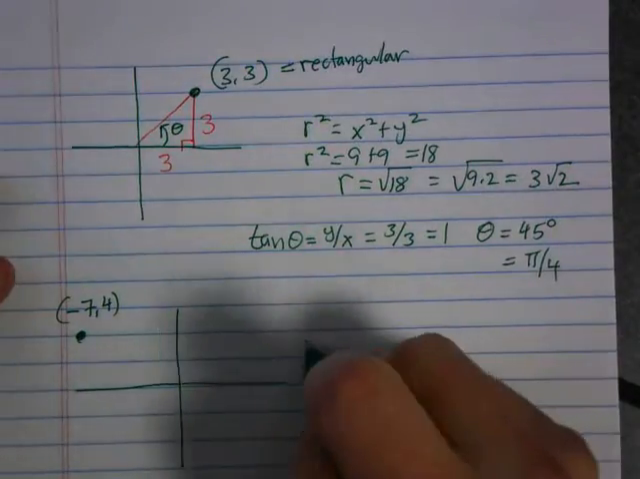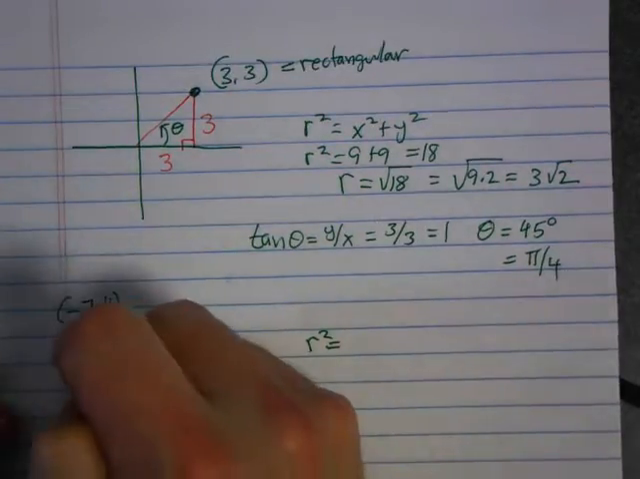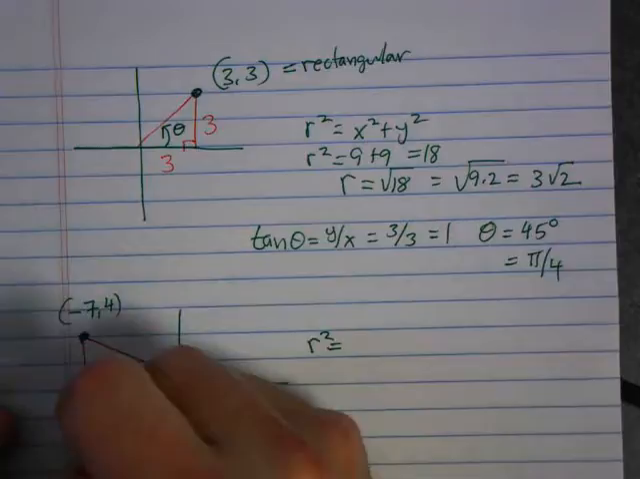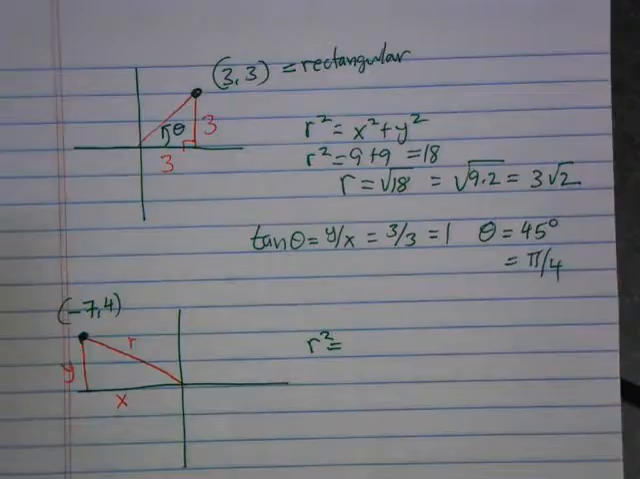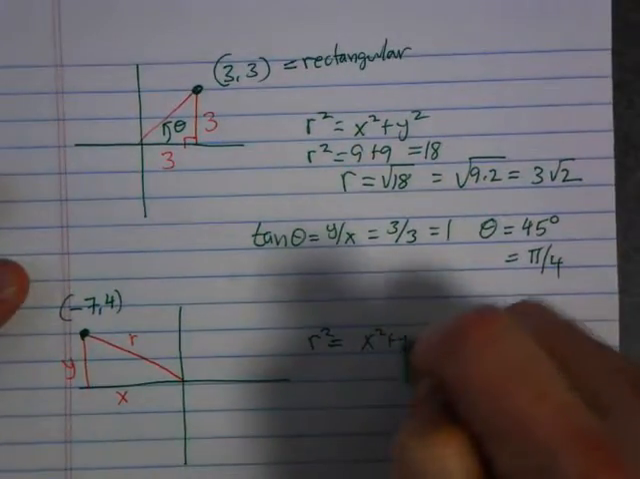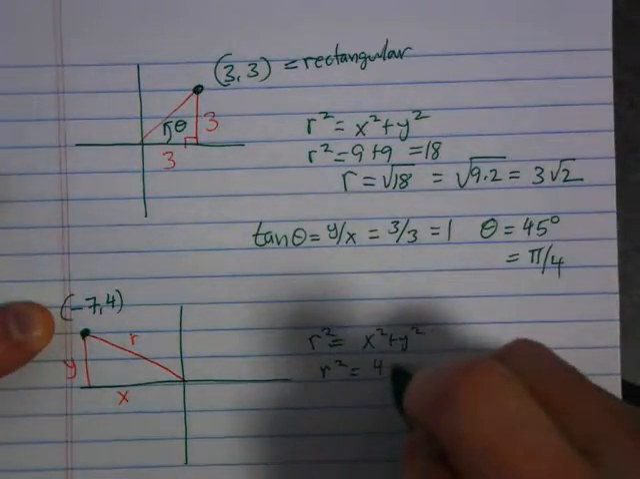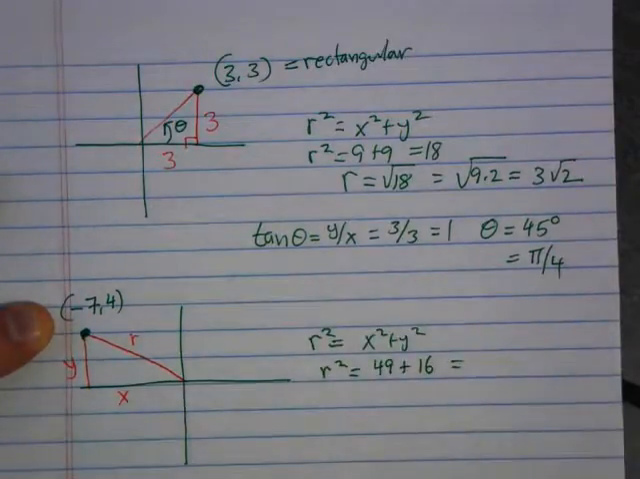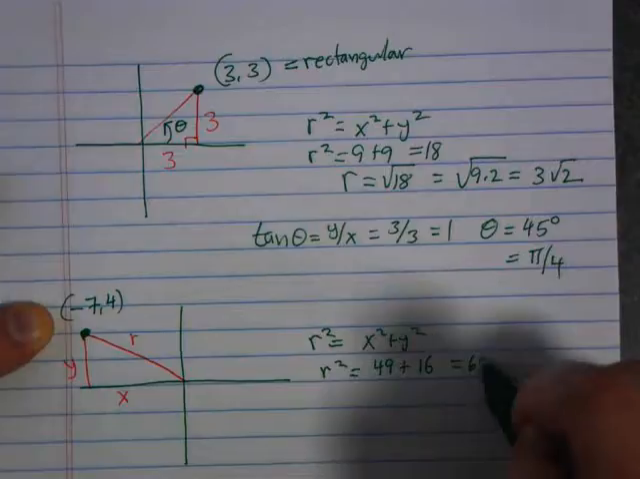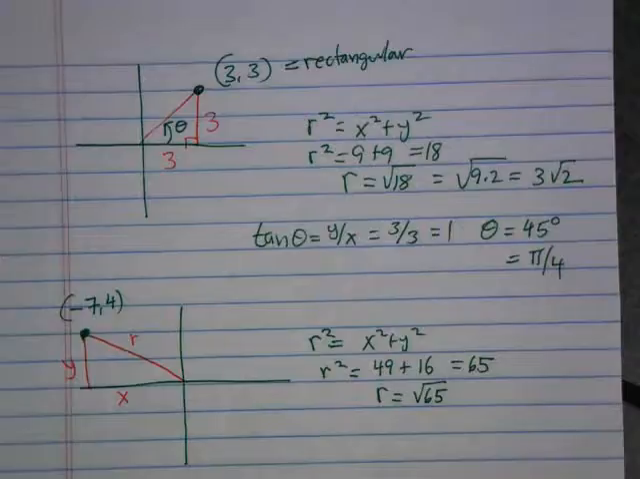All right, so again, how do we find r? We use the Pythagorean theorem. This is r, this is y, this is x. So r squared is x squared plus y squared. So r squared is 49 plus 16, which is 65. So r is the square root of 65. Usually not going to get nice answers for r. That's okay.